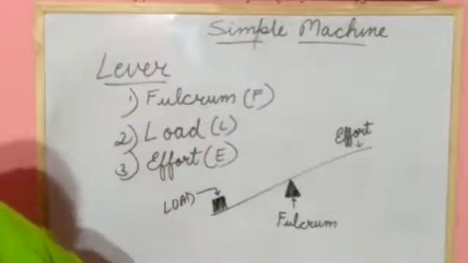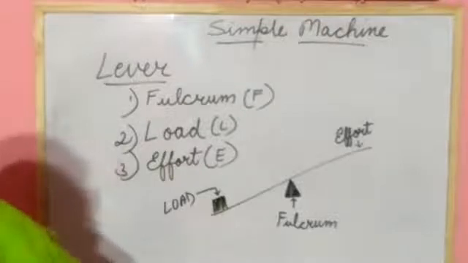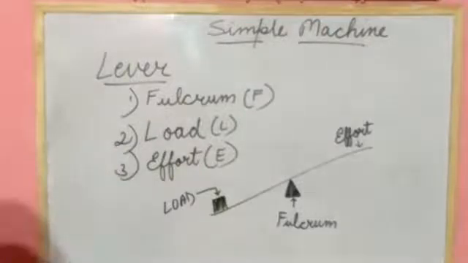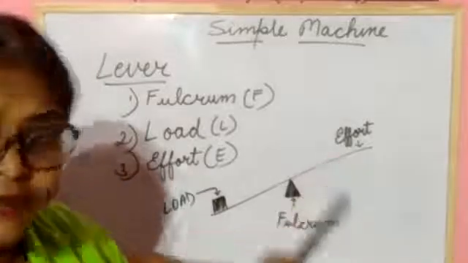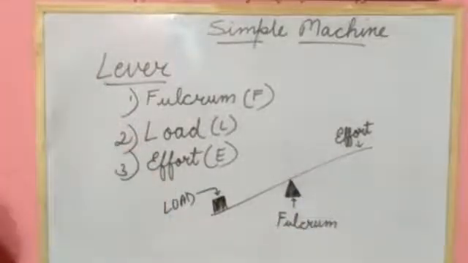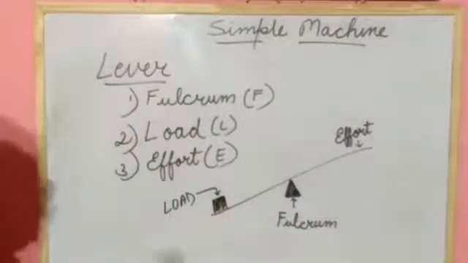And the next one is the effort arm. The effort arm is the distance between the fulcrum and the effort. Understood? Is it clear now?